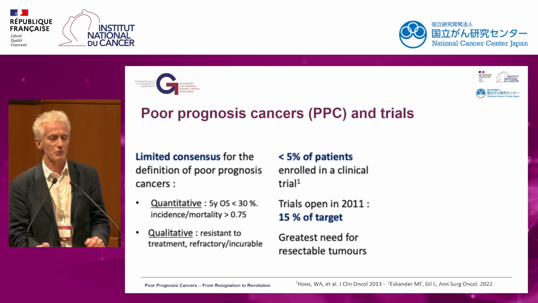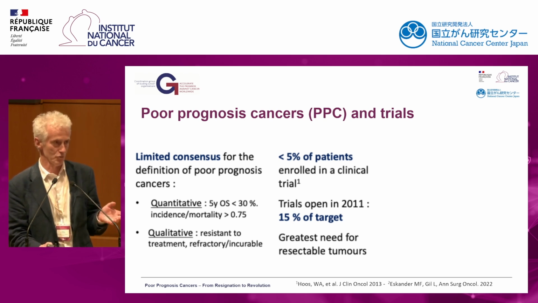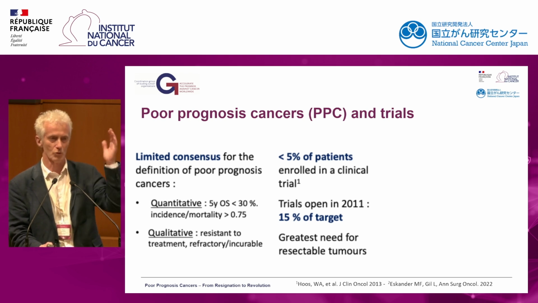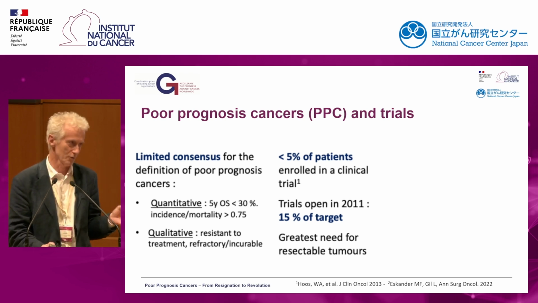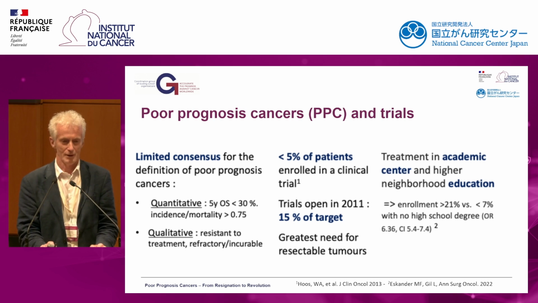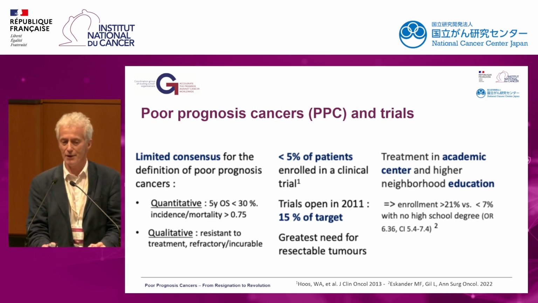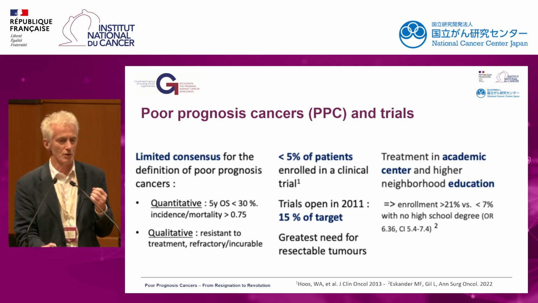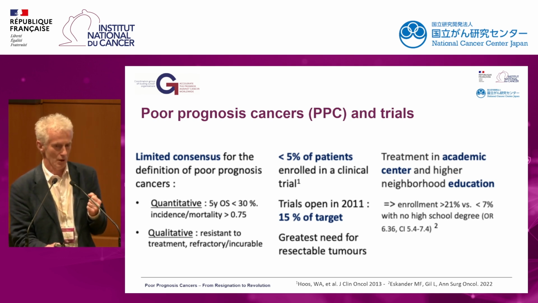Of course, there is the greatest need for resectable tumor. We don't search a lot for resectable. We go right to the surgeon. It's a good idea for me to go to the surgeon, but nevertheless, treatment in academic centers and higher neighborhood education strongly influence the inclusion in trials.